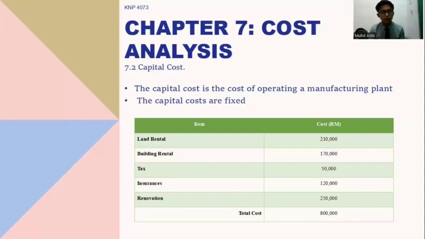For example, you need to invest to build up a factory. Then, as you can see here, we have a table that consists of the land rental, building rental, tax, insurance, and renovation. That comes up with different costs, with the total cost of 800,000 ringgit.